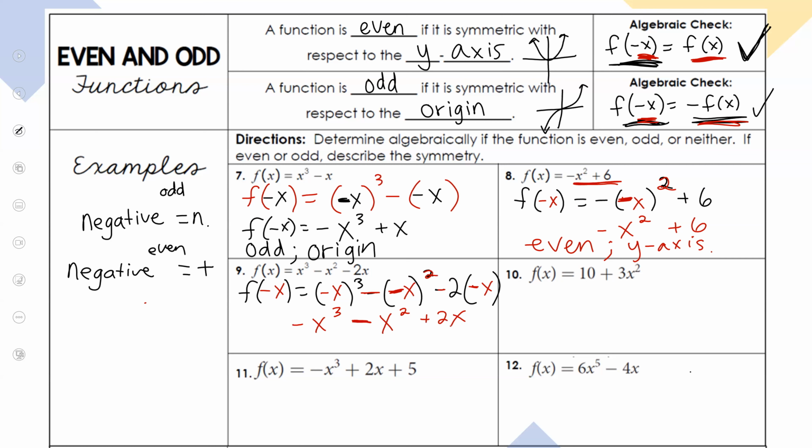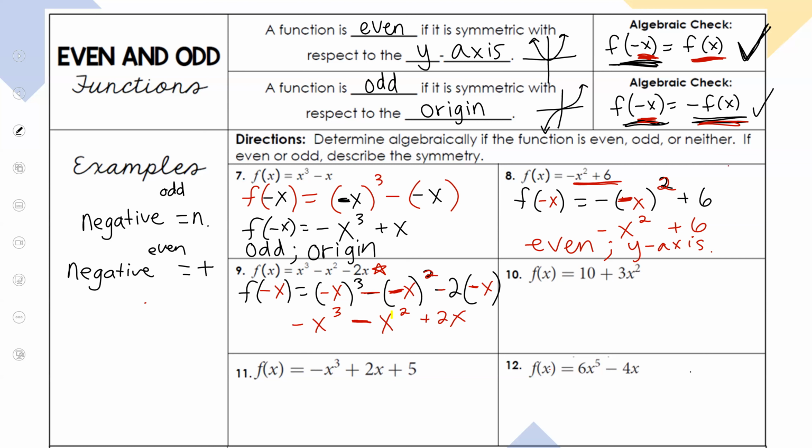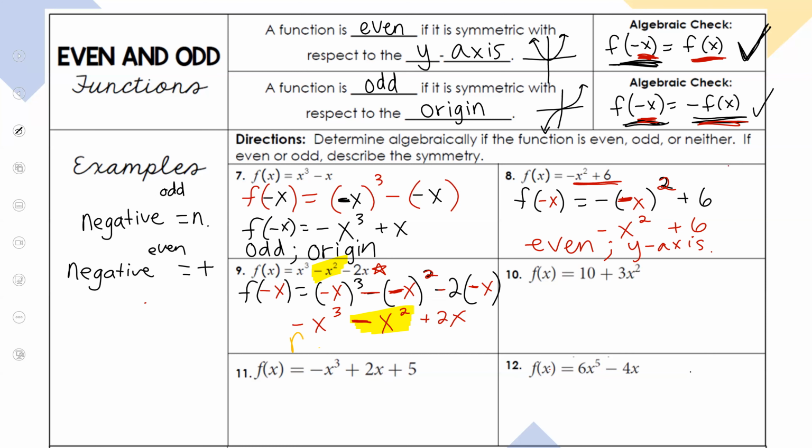Okay, did I get the exact same problem up here? So it's not even. Is it the perfect opposite? No. What was the problem? Let me highlight the issue here. The issue is right here. This is a negative x squared and this is a negative x squared. They're not opposites of each other. So it's not odd either. It's neither. That's why we've got to check. So this one is neither.